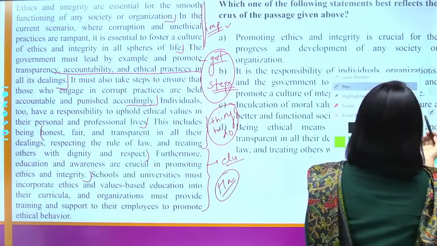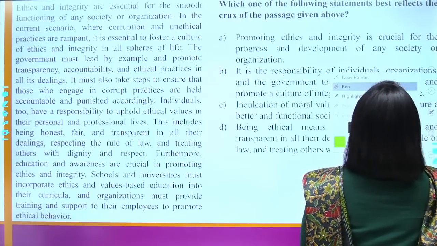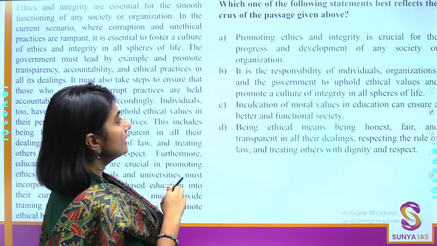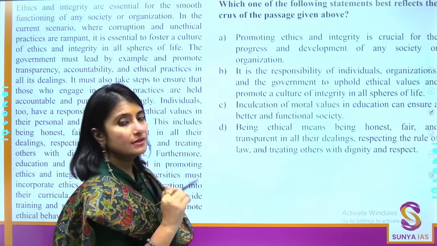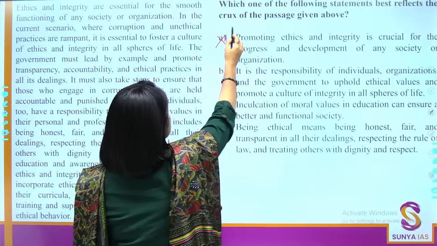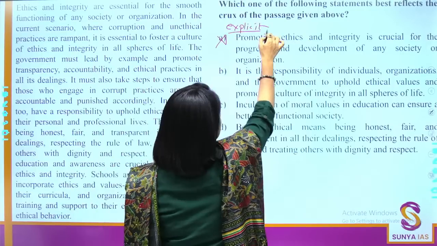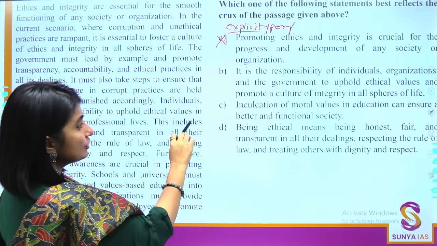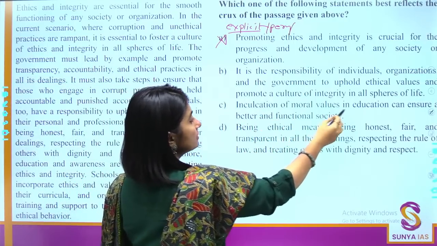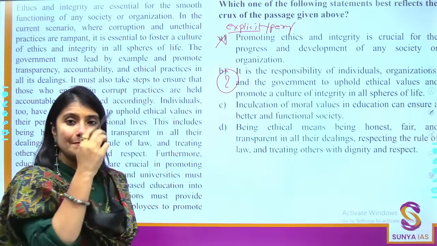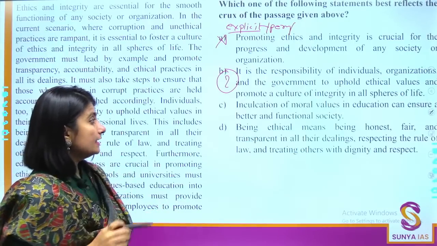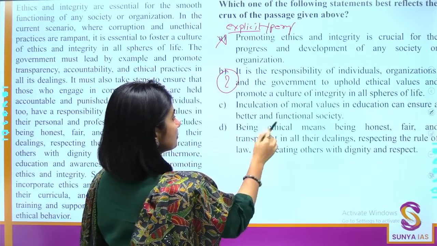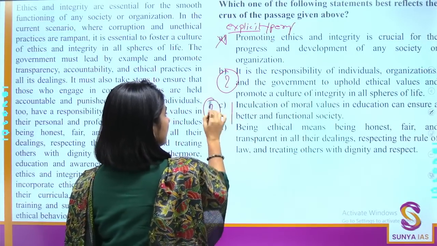Let me just erase this so that we all can read properly. Okay, promoting ethics and integrity is crucial for the progress and development of any society or organization. We are going to negate this because this is explicit. Also, it is a peripheral idea. It is the responsibility of individuals, organizations, government to uphold ethical values and promote a culture of integrity in all spheres of life. This resonates with the passage, so I am going to put a question mark. Inculcation of moral values in education can ensure a better and functional society. Okay, we can put a question mark here also.